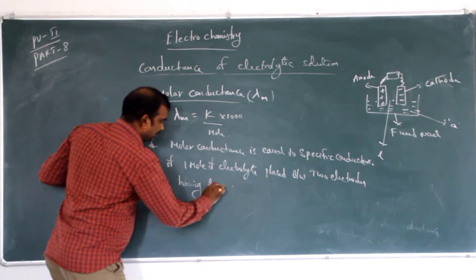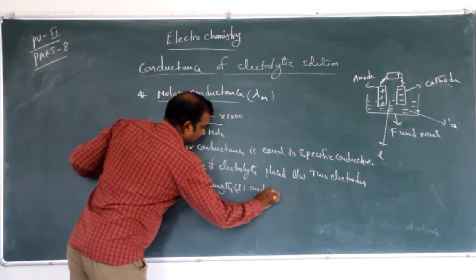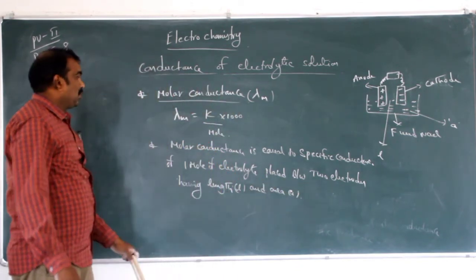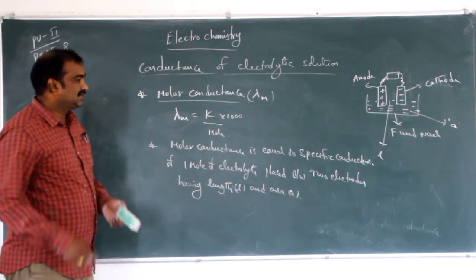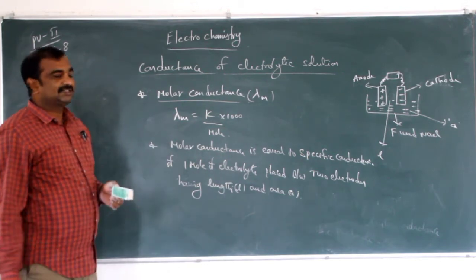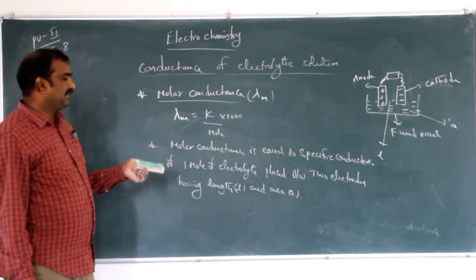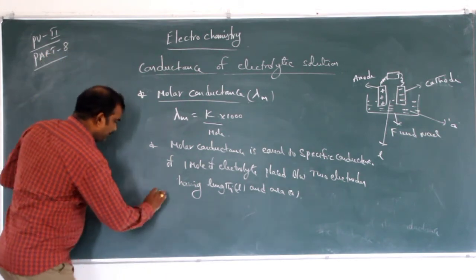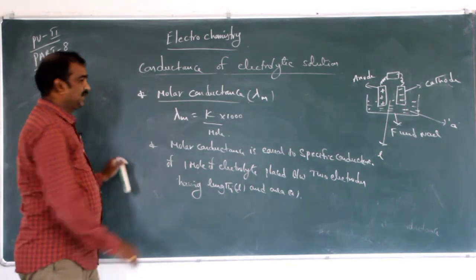Having length L and area A. This is called the molar conductance definition. Molar conductance is equal to the specific conductance of 1 mole of electrolyte placed between two electrodes having length L and area of cross section A. So this is the definition and this is the expression.